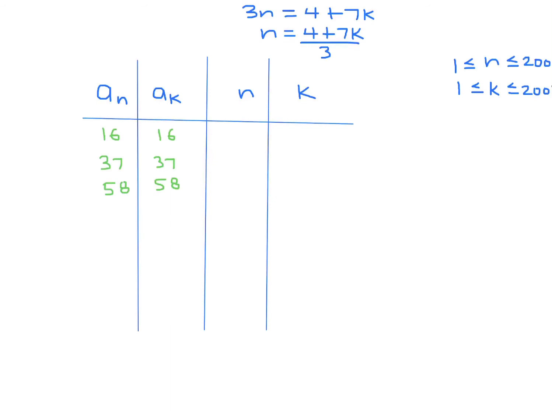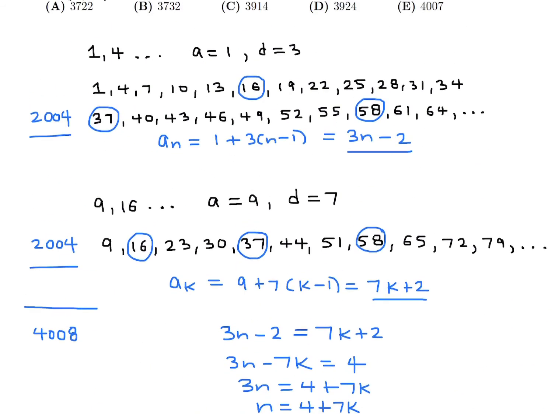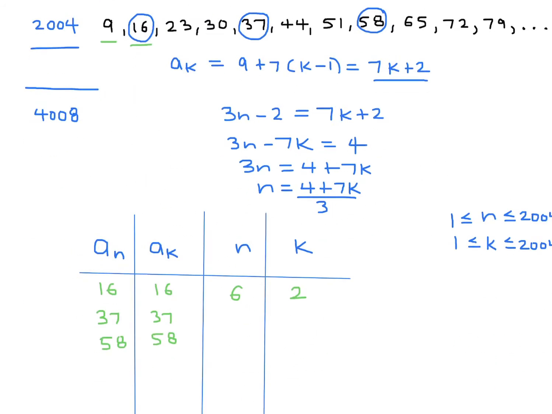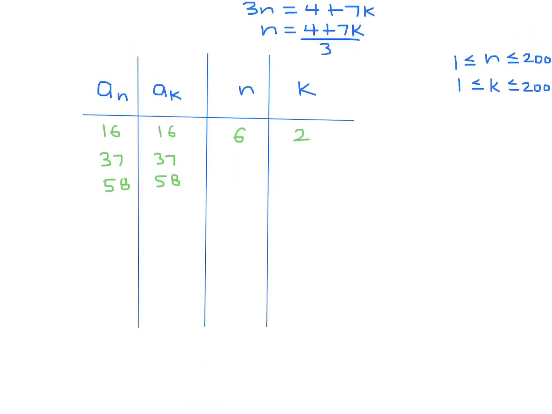When the term is 16, n was equal to 6, and the k, therefore, is 2. How do I know that? Well, I just counted: 1, 2, 3, 4, 5, 6. It was the 6th term in the first one, and the 2nd term in the second one. And in a very similar way, for 37 it was 13 for n and 5 for k. And for 58, it was the 20th term for n, and the 8th term for k.